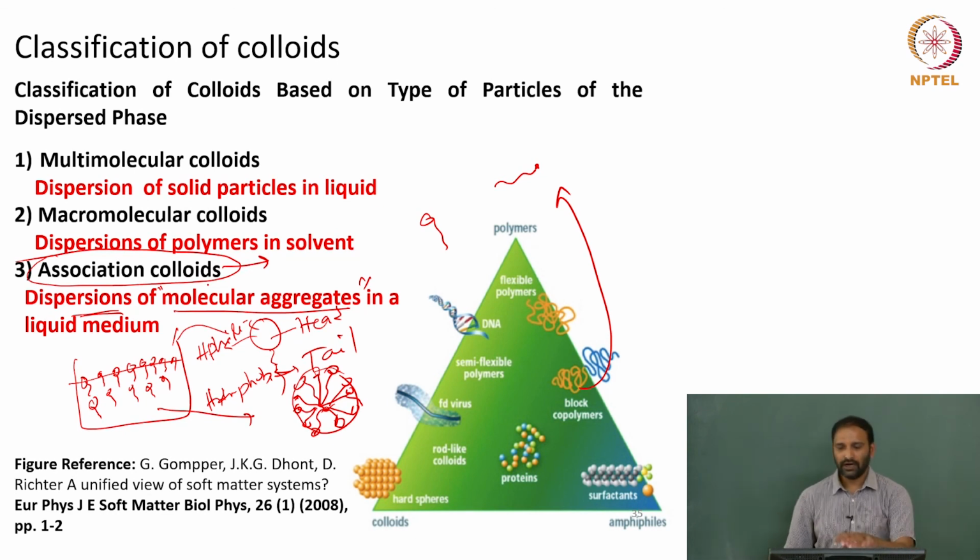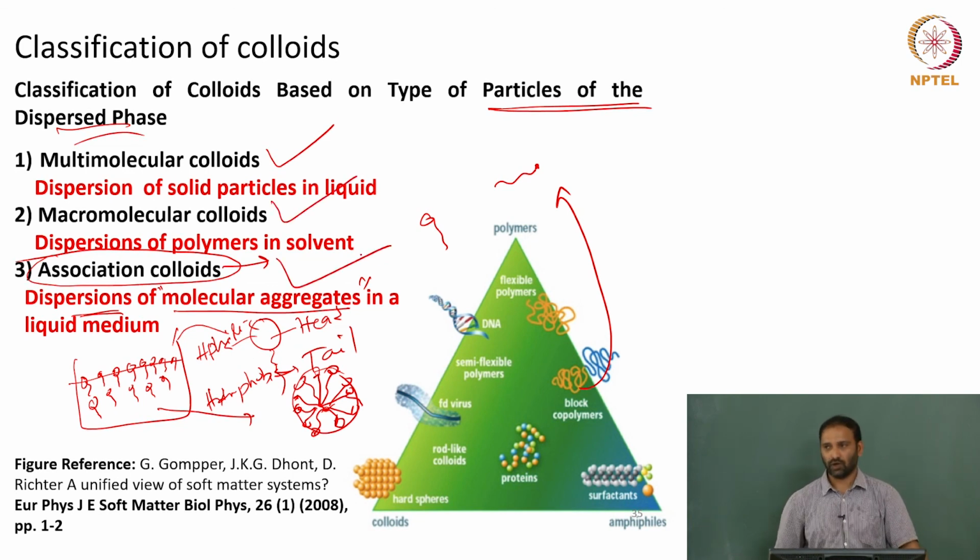So depending upon the types of the particles of the dispersed phase, you can classify colloids into multi-molecular colloids, macromolecular colloids, and association colloids. You can think about this as another way of classifying colloids into different types.